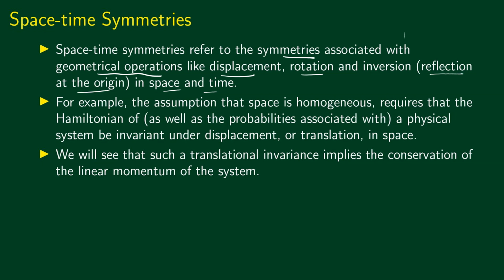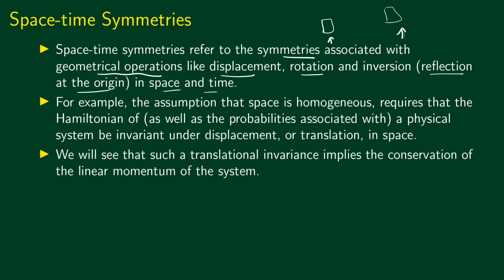For example, you might have heard of the assumption that space is homogeneous. This means that space has the same property at different points, or space has the same property everywhere. So if space has the same property everywhere, then the physical behavior of a system should not change simply by translating it from one point to another. That is, if space is homogeneous, then the behavior of the system should be the same, independent of whether it's located at this point in space or whether it's located at another point in space.